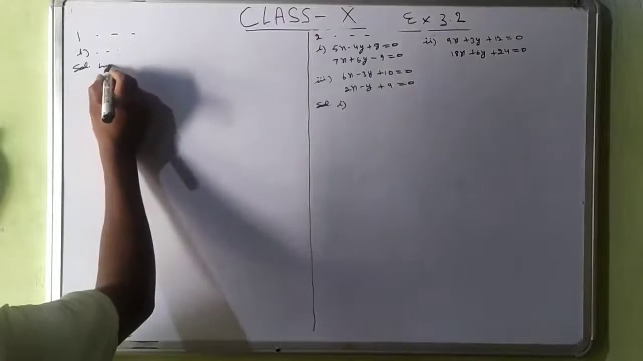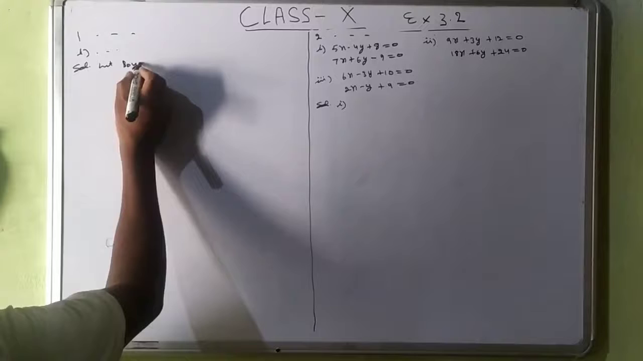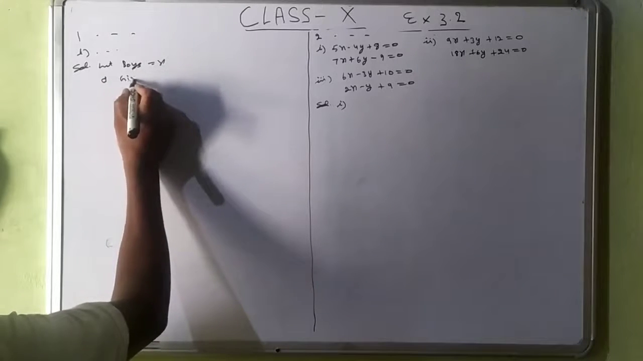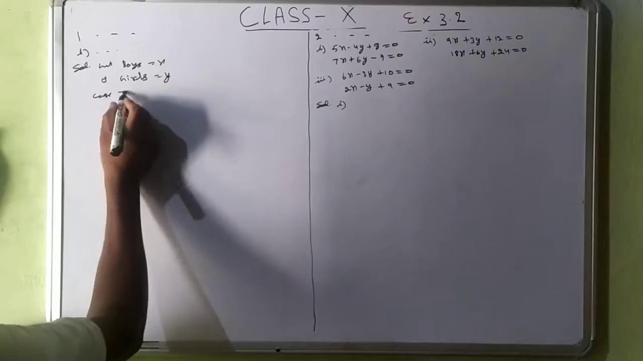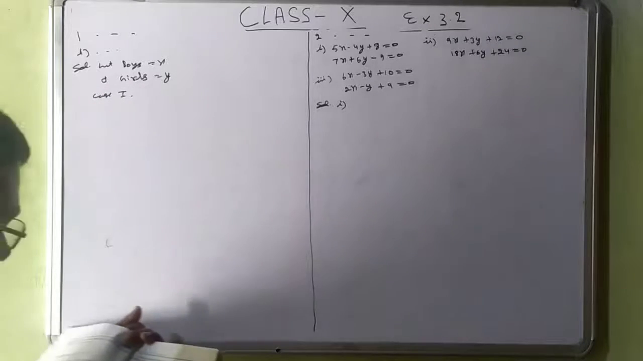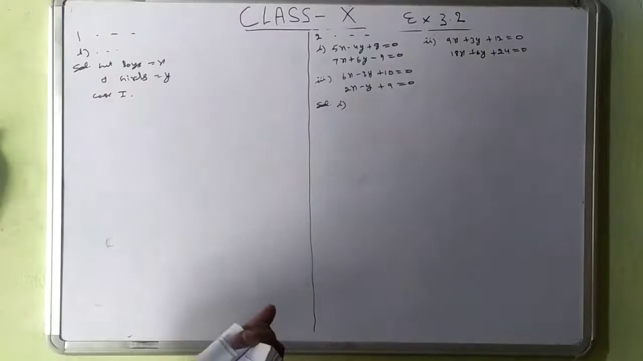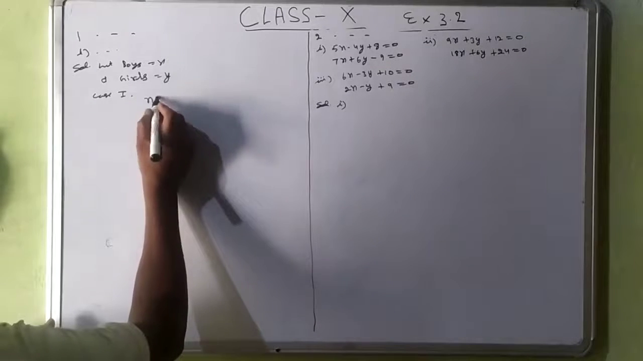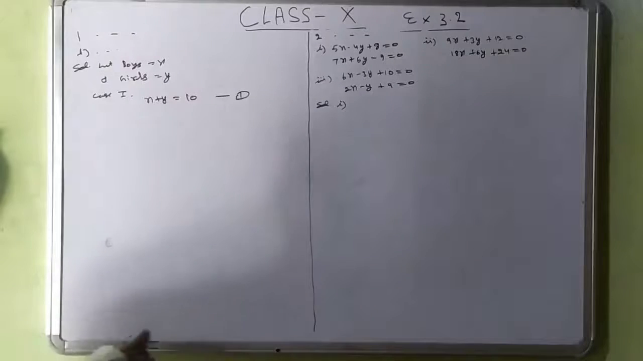So, first of all, let boys be x and girls be y. Case first: total students are 10. 10 students means x plus y is equal to 10. That is the first equation.